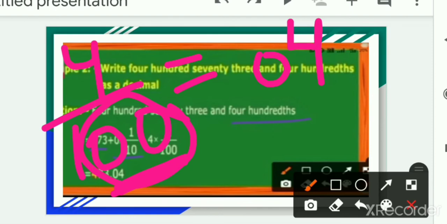So the 2 zeros above and the 2 zeros below are equal, so after that we will put the point. So we are having 0.04. So to make it look nice we are writing 0.04. Okay, so we are having the answer as 0.04.